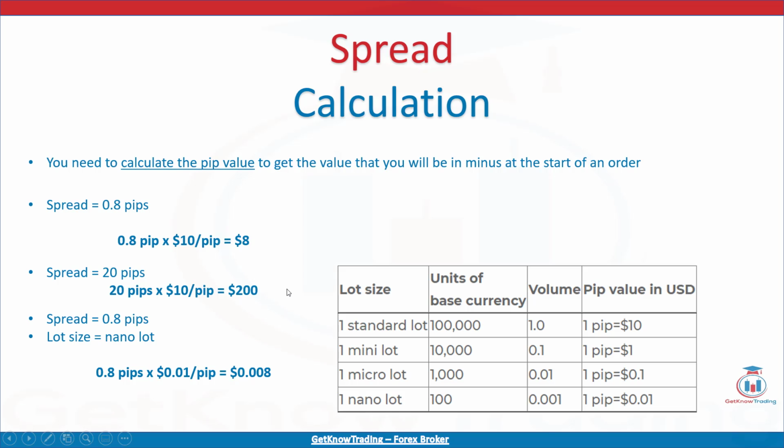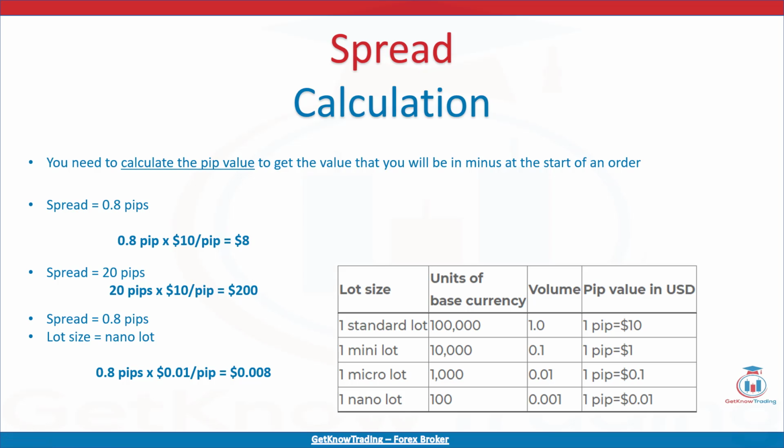Know that the pip value depends on the lot size you use on each trade. The example above is for a standard lot, which is the largest lot size among the 4 I have listed in the table. If you use the smallest lot size, which is the nano lot, then the value of 0.8 pips is as follows: 0.8 pips multiplied by $0.01 per pip equals $0.008.